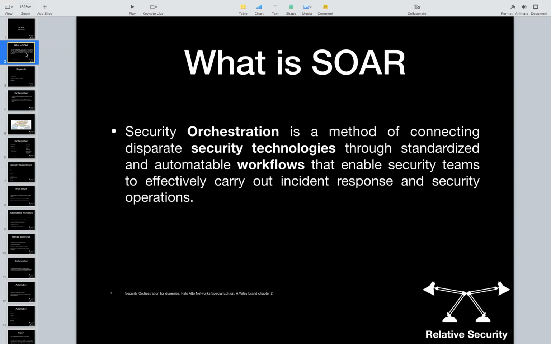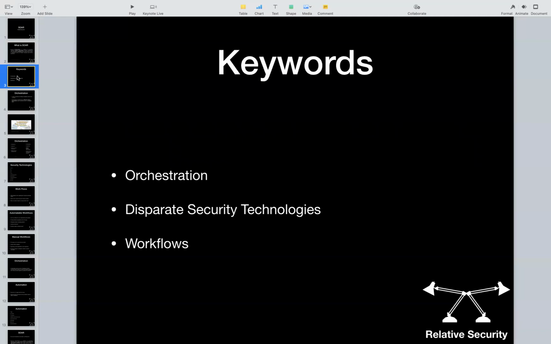Now, some of the words in this definition are keywords that I have marked. One of them is orchestration, the other is security technologies, and the last one is workflows. Incident response and security operations are also important, but we will discuss them later on in one of the slides. So starting from the keywords, orchestration.